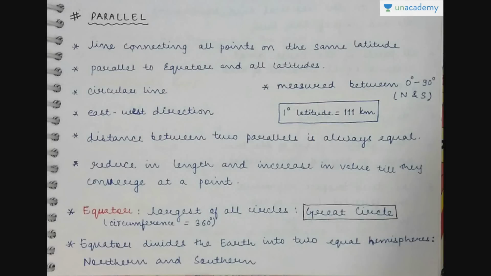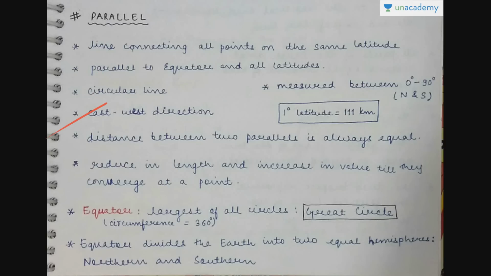Now what is a parallel? These are the lines connecting all points on the same latitude. If this is a latitude and here are different points, when we join all these points, it becomes a parallel line. Parallel to what? Parallel to all other latitudes. Basically, what is parallel? Two lines which have equal distance between them. Parallel means two lines where the distance does not decrease or increase between them. So they are parallel to the equator and all other latitudes, and they are circular lines, complete circles.